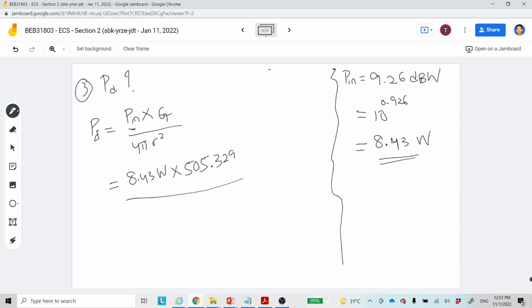505.329 divide with 4 pi R. Remember dalam 300,000 kuasa 2. Okay, so I get this equal to 3.767 nanowatt per meter square. Cuba kira. So 3.767 times 10 power of minus 9. Ni maknanya dia kalikan dengan 10 kuasa negatif 9. Okay.